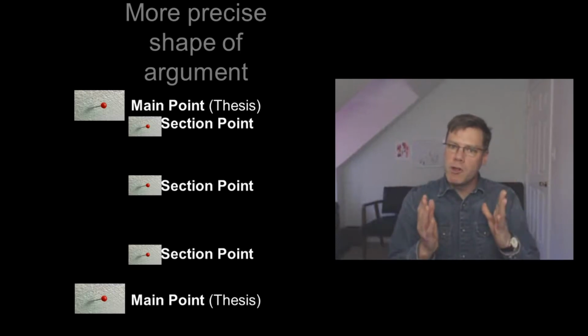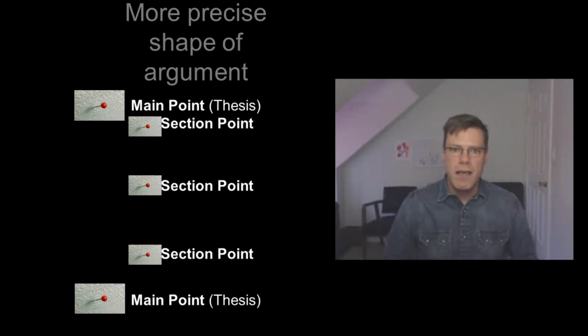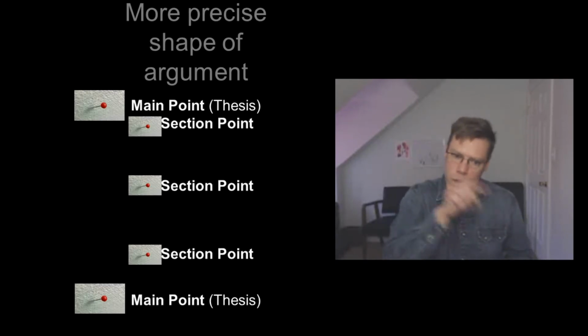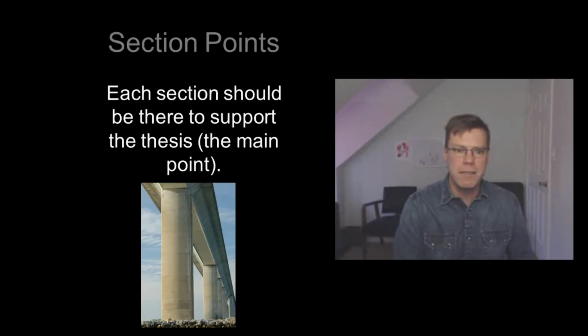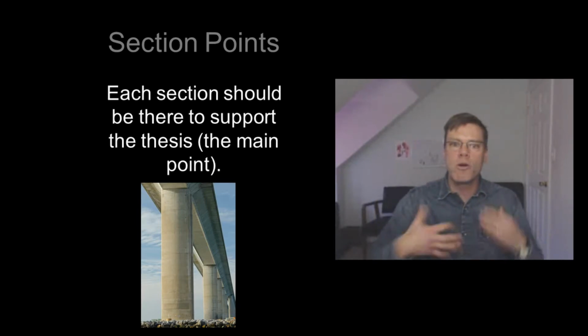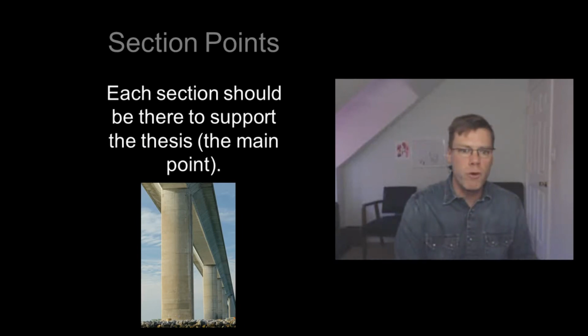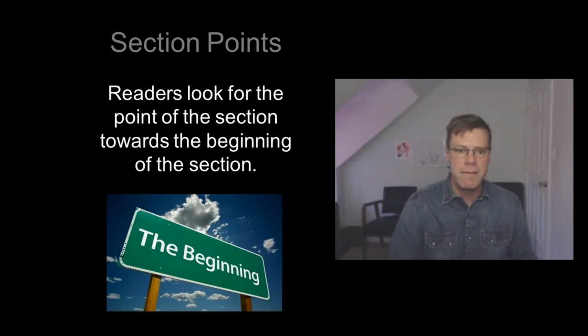Then, at a deeper level, are the section points. Those are like the piles that support the house. And each section point, again, you should be able to point to it. You should be able to identify it in the paper. So we can go through and say, yep, there's a section point, there's a section point, and there's a section point. Each section point should be there to support the thesis, the main point of the paper, right? It's there as support, and how many supports you need depends on your argument. It's how much you need in order to convince the reader that this is a good point that you're making, the main point, the thesis.